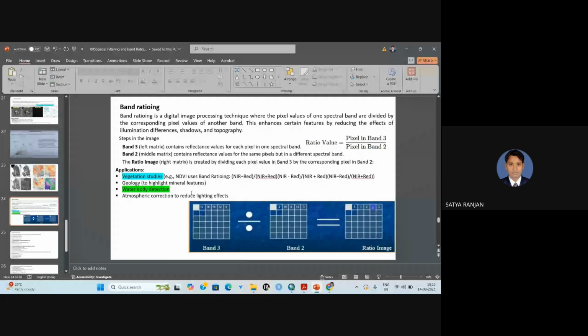Then urban studies, like identifying medium-sized built-up patterns, and vegetation mapping, like isolated mid-scale canopy textures. Then in oceanography, detecting wave patterns while suppressing the background water tone and small scale ripples. So in this way, in the geological field, urban studies, vegetation mapping and oceanography, a lot of uses are there.